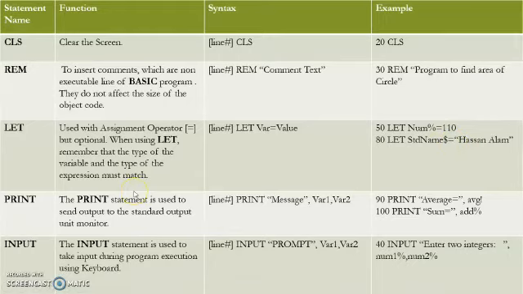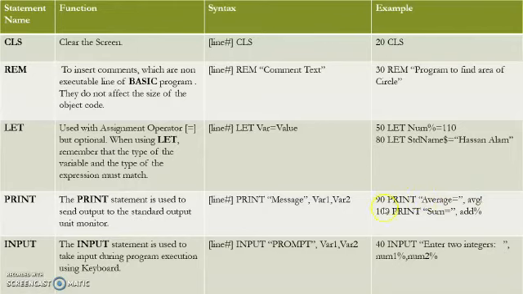Then comes the PRINT statement. The PRINT statement is used to send the output to the standard output unit, that is the monitor. The syntax is line number, PRINT, which is the reserved word, then the message or the string that we want to display at the output screen, which we will write within double quotation. Closing the double quote, separating with a comma, we will give the list of the variables of which we want to display the value at the output screen.